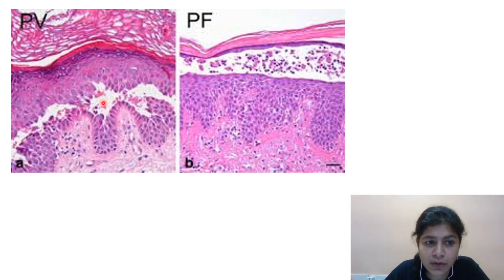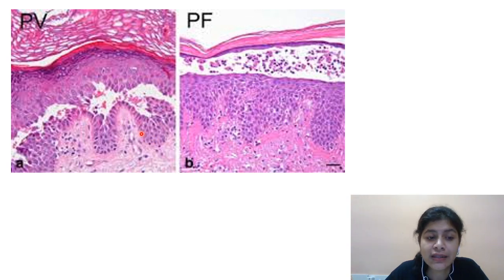Immediately above the basal layer, you will see a blister cavity, and within the blister cavity you will notice that there will be acantholytic cells. I'll explain what acantholytic cells are. So please understand that in pemphigus, you are going to see a suprabasal blister or a suprabasal bulla, the blister cavity, which is filled with acantholytic cells.